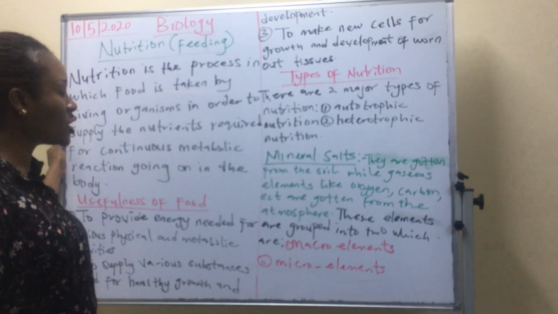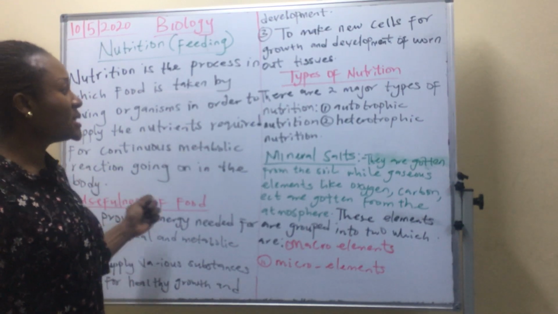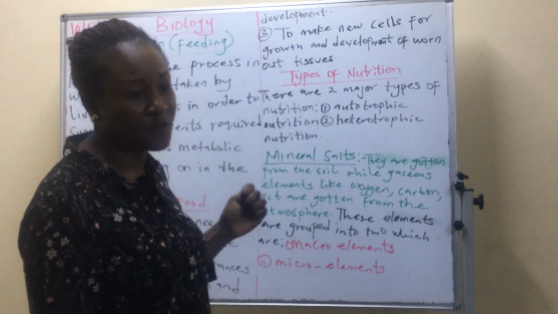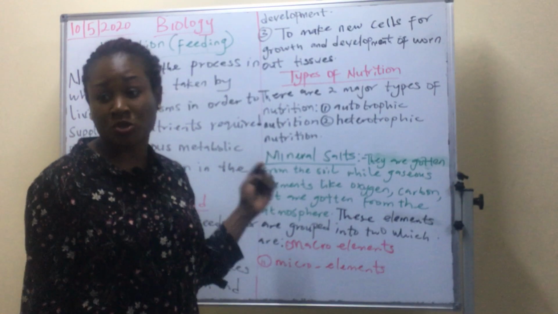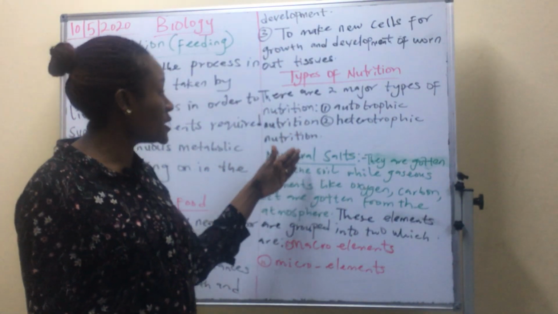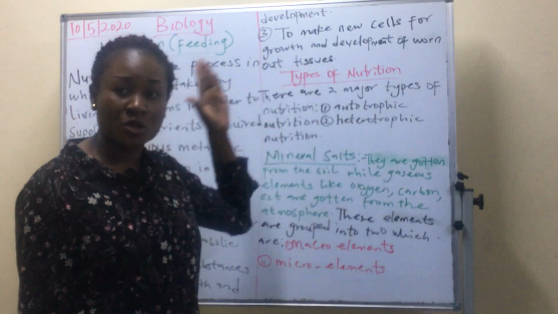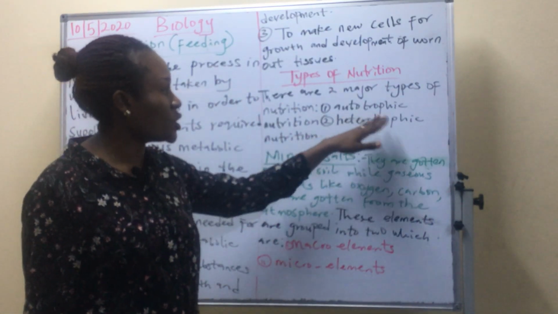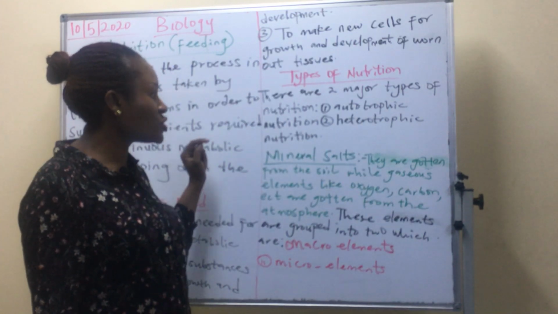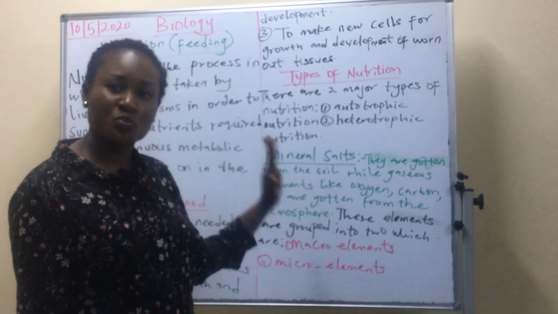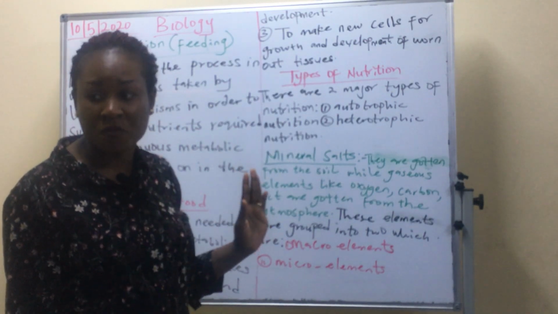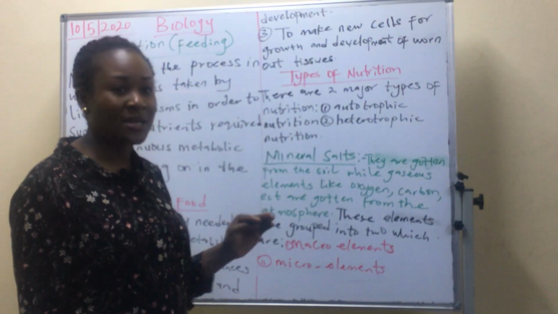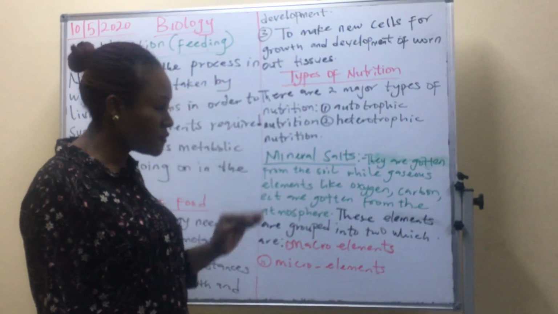The meaning of nutrition, the usefulness of food, the types of nutrition. Don't forget, autotrophic nutrition and heterotrophic nutrition. In autotrophic nutrition, the organisms that provide their own food are called autotrophs, and green plants are part of the autotrophs. And heterotrophic nutrition, the organisms that cannot provide or make their own food, but depend directly or indirectly on green plants or other organisms for their food.